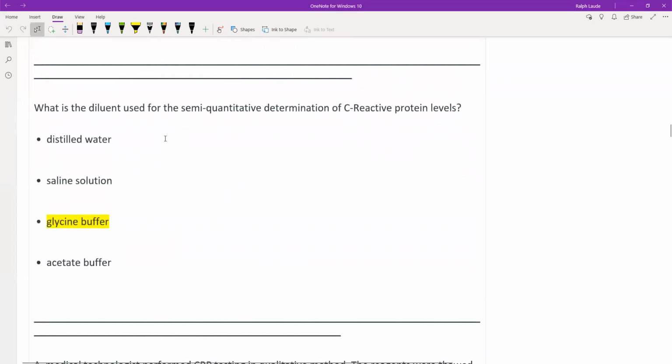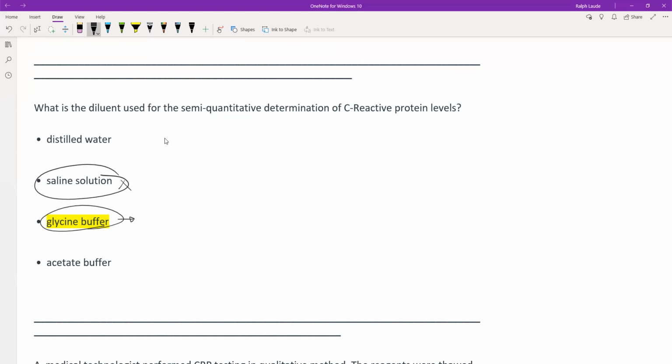What is the diluent used for semi-quantitative determination of C-reactive protein levels? I would like to apologize because in the procedure that I posted in Canvas, I mentioned saline solution, which is actually not the case, because it is usually glycine buffer. The glycine buffer is usually in liquid form, but at times there are lyophilized ones, meaning powdered form, and you add water to dilute it. But in most cases, in what I have performed in the laboratory, glycine buffer is in liquid form.